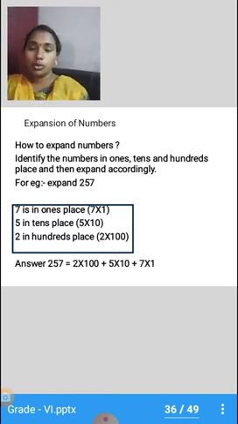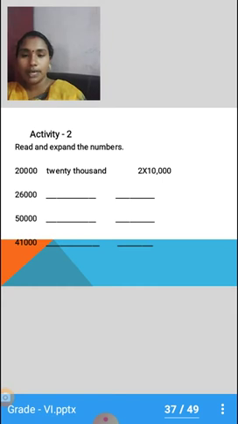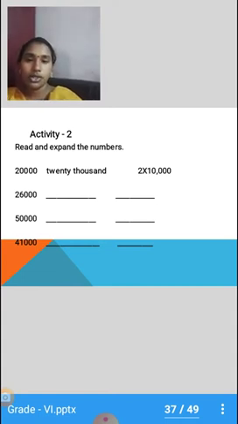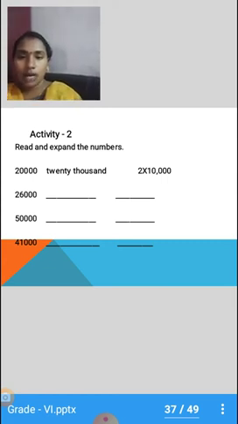Now we are going to take an activity. So how will you expand these numbers? So first I have given you an example. Later on you do it by yourself. Okay children? So 20,000. How will you expand 20,000? 2 into 10,000. And how will you expand 26,000 children?